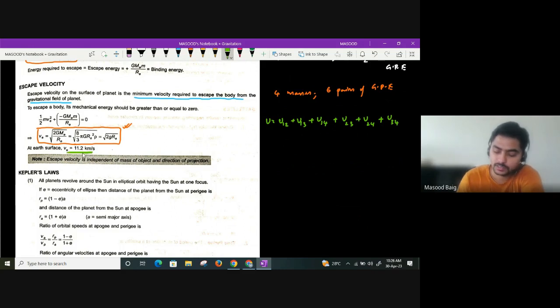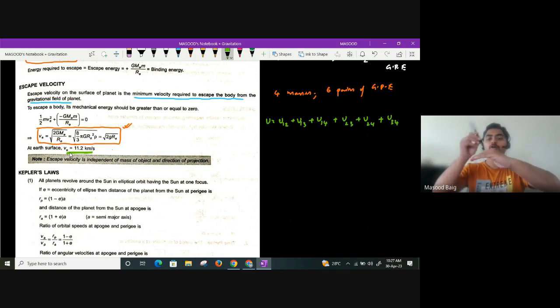It will be 11.2 kilometer per second. A very, very important point. Suppose the surface is something like this, and an object is present on the surface. If I want it to escape, you can project it vertically upwards or at an angle, 30 degrees, 60 degrees, horizontally. Irrespective of the angle of projection, if the object on the surface is given escape speed, then whatever the angle of projection, it will escape from the field of the earth.